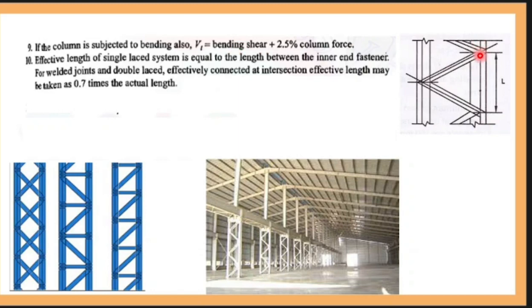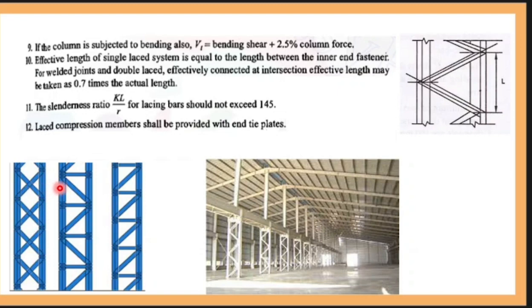So this is the length between the inner fasteners, L, which is known as the effective length of a single laced system. It is equal to the length between the inner fasteners for welded joints and double laced systems. At intersection, the effective length may be taken as 0.7 times the actual length. And the slenderness ratio should not exceed 145.